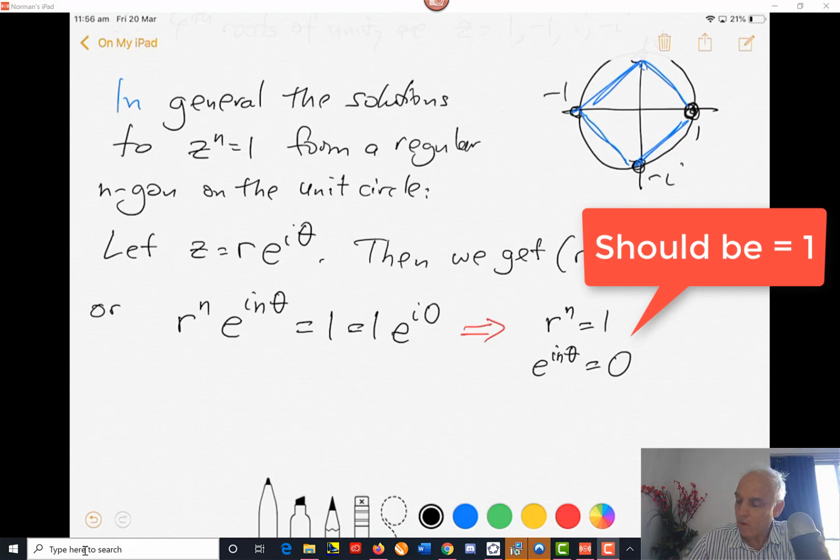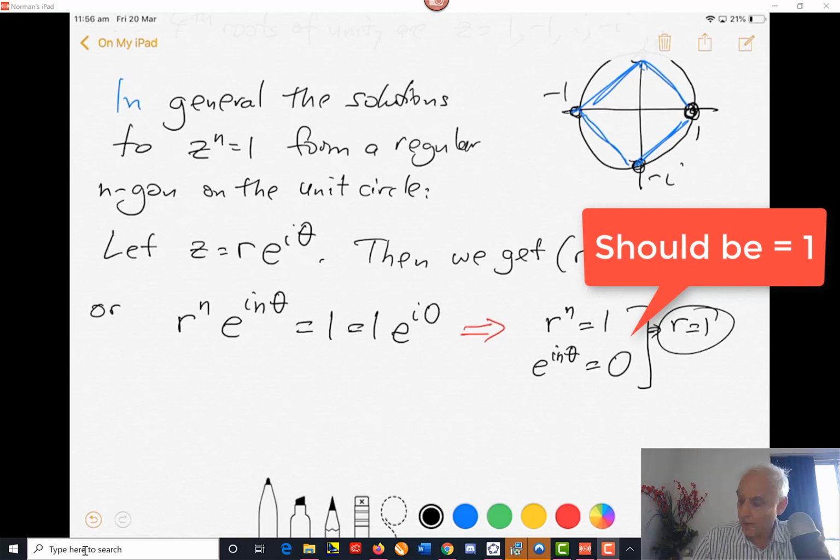Okay, what are the solutions to that? Well, r is a positive real number, so there's only one solution to that. r has to be equal to 1. And what about e to the i n theta equals 0?